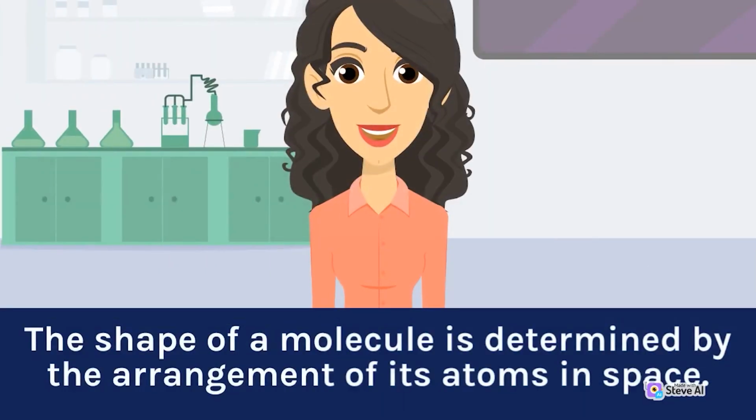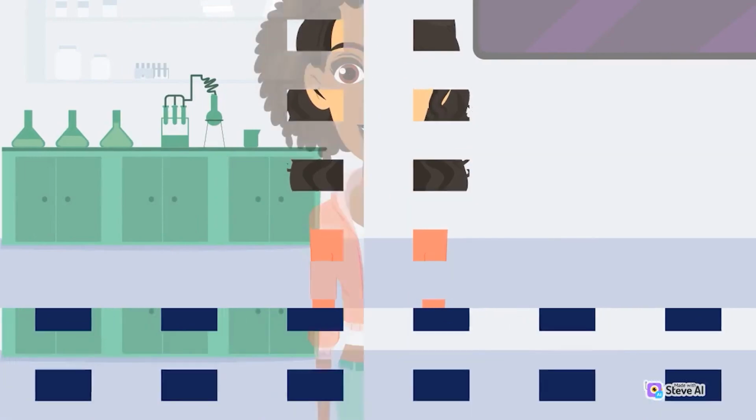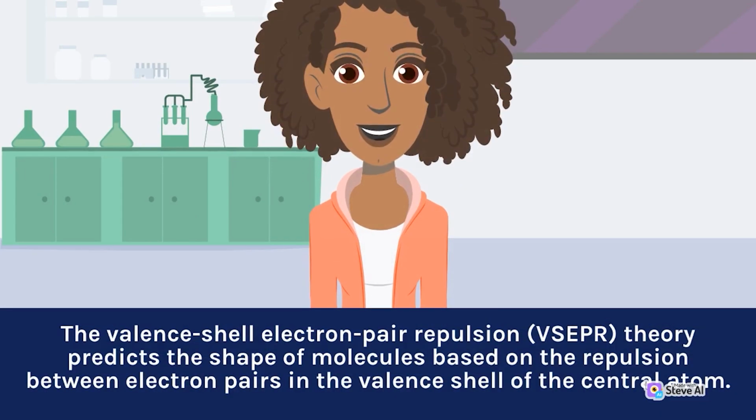The shape of a molecule is determined by the arrangement of its atoms in space. The valence shell electron pair repulsion (VSEPR) theory predicts the shape of molecules based on the repulsion between electron pairs in the valence shell of the central atom.